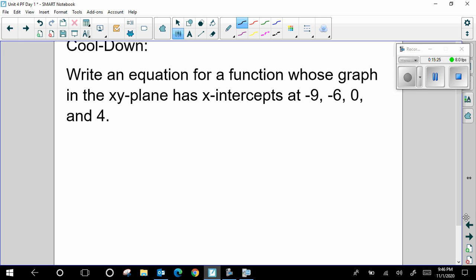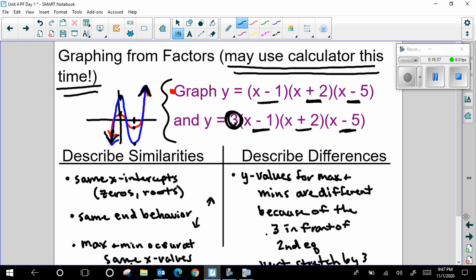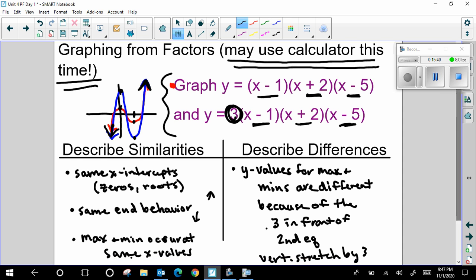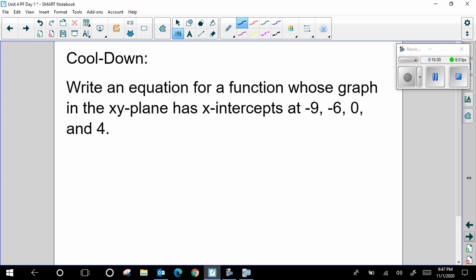Okay, so we're going to write an equation for a function whose graph in the xy plane has x-intercepts at -9, -6, 0, and 4. So if you look back at these, it works the same way as it did for quadratics. Your factors are always opposite of what your zeros are. So this one had zeros at +1, which would be this location right here, -2, which would be this location, and +5, which crosses the x-axis at that location. So if I have x-intercepts at these 4 points, I need to have 4 factors.